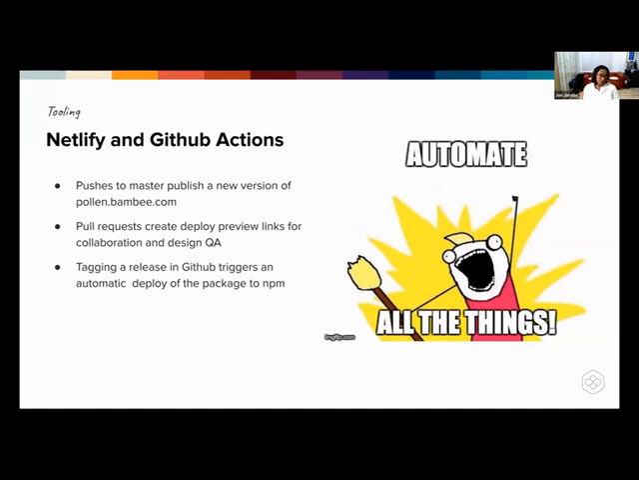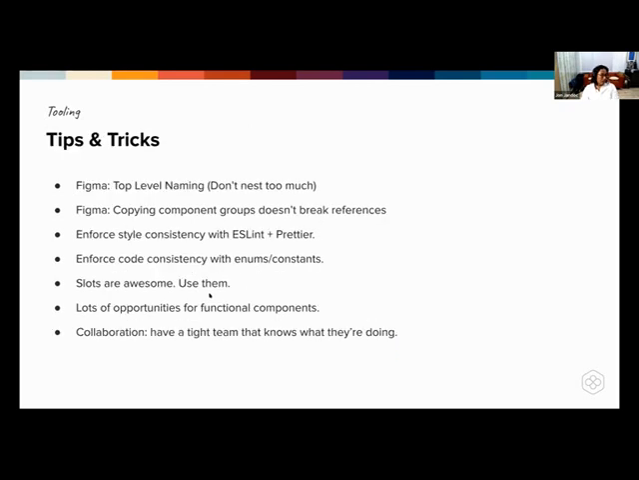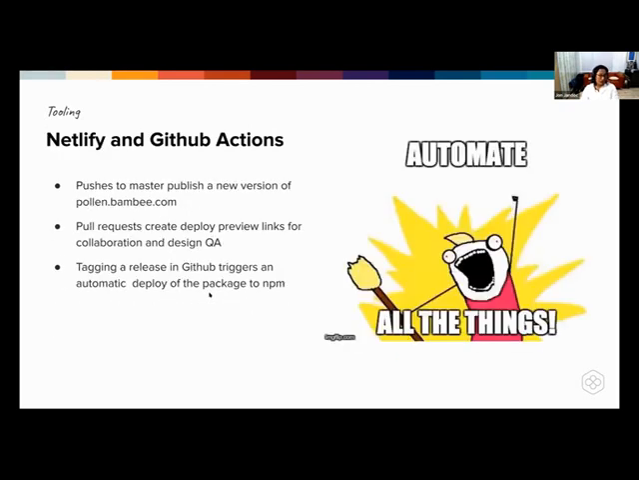Once I merge into master, I can tag a release in GitHub, and that'll trigger an automatic deploy using GitHub Actions. That'll run our integration tests or unit tests to make sure everything's good. If that's all good, it'll build the production bundle, separate from the pollen.bambee.com public Storybook site, and deploy that out to npm. That's the high-level overview of the tooling.